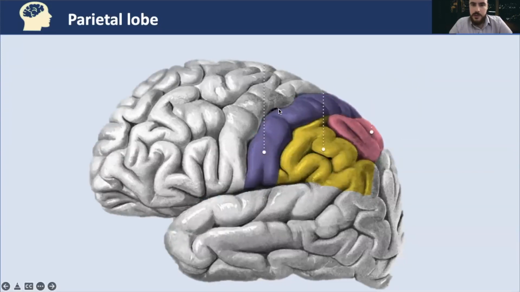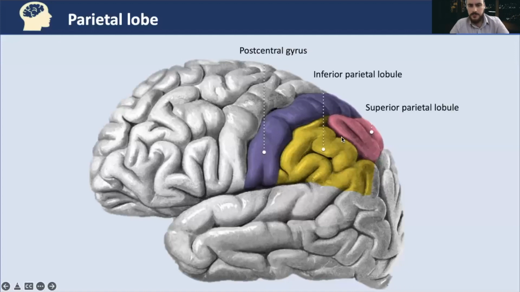One more time, the gyri of the parietal lobe. This is the post-central gyrus, the purple one. The pink one is the superior parietal lobule. The yellow one is the inferior parietal lobule, separated by the interparietal sulcus. Inter means between. Interparietal means that it divides the parietal lobe into two parts, superior and inferior.